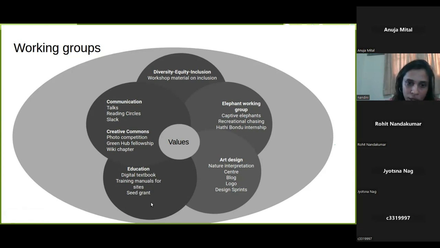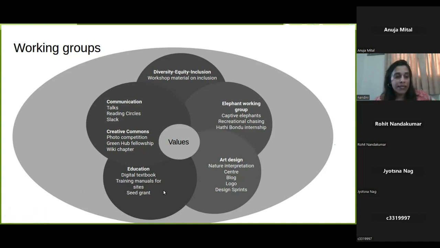There's also an educational working group, and I'm sure Nayantara will be working on this, and will also take us through some of her ideas in the next few weeks or months. The idea of the education working group is, how can we create digital textbooks? This was an idea I think Arjun, Tejaswini, and some others had. How can we create digital textbooks based on some of the material that fellows have collected from the field? How can we create digital textbooks for fragmentation, for conflict, for other relatively difficult topics to understand? What are training manuals? And can we have trainings that happen at the level of the site?